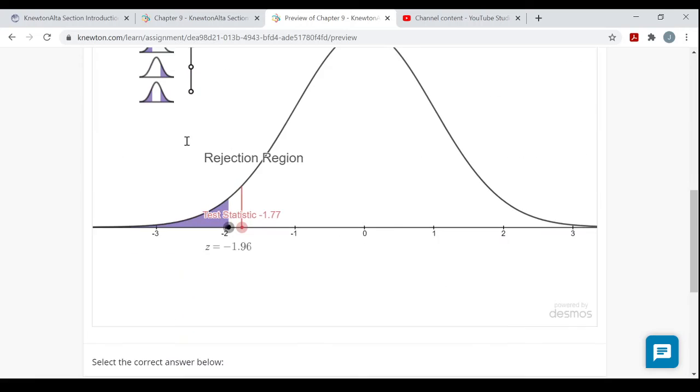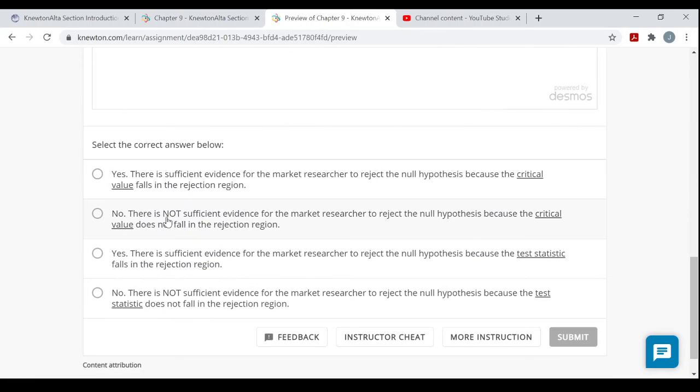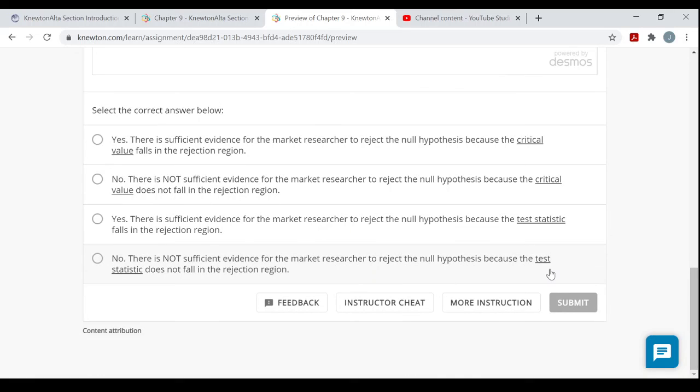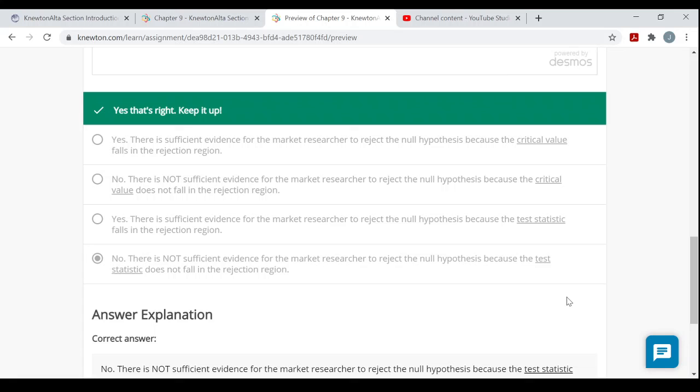No, there is not enough evidence to reject the null hypothesis. The critical value is the entrance to the rejection region. It's all about the test statistic. No, there is not sufficient evidence for the market researcher to reject the null hypothesis because the test statistic does not fall in the rejection region. This fourth statement is why we're not rejecting the null hypothesis.